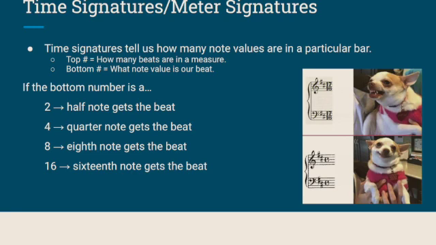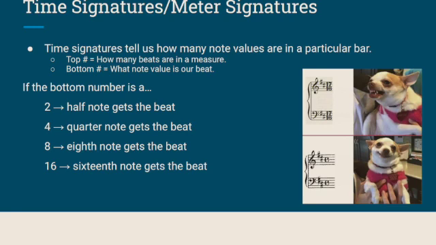These terms, time signature and meter signature, are interchangeable. Time signatures tell us how many note values are in a particular measure or a particular bar. The top number of our time signature tells us how many beats are in a measure, and our bottom number tells us what note value is our beat.